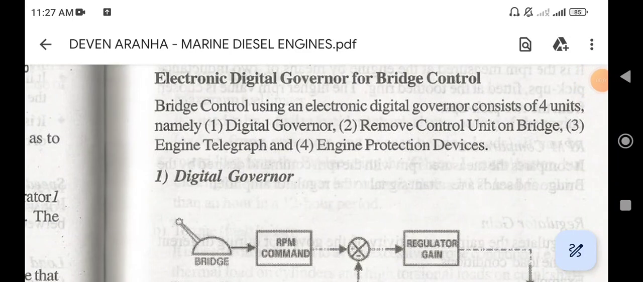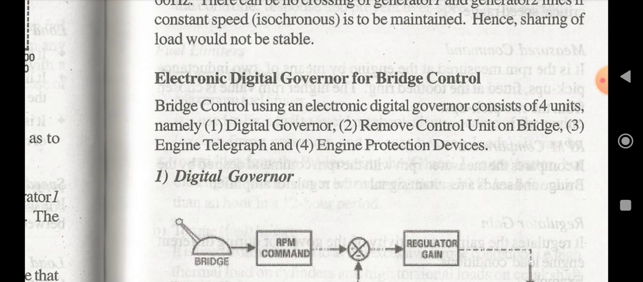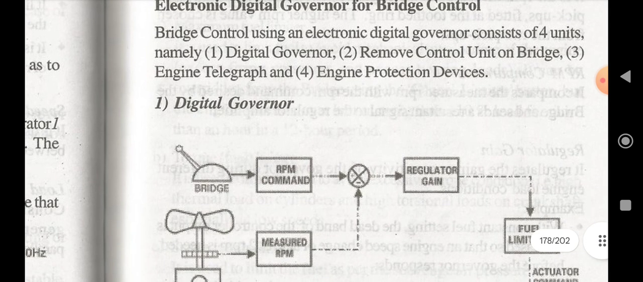Today we will be discussing the governor and control topics continuation. Electronic digital governor for bridge control. Okay, so bridge control using an electronic digital governor. This consists of 4 units, namely digital governor, remote control unit on bridge, engine telegraph and engine protection device.